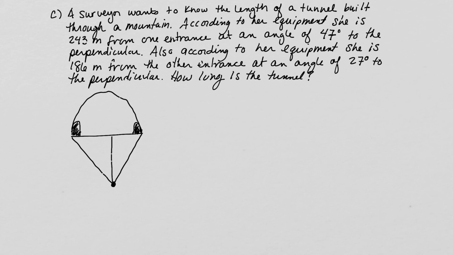So this is what they mean, the angle to the perpendicular, right? So there's the perpendicular. So it says the one entrance is an angle of 47 degrees. So they're saying that this part here is 47 degrees and she is 243 meters to the entrance. And then the other side, her angle is 27 degrees. Now, obviously, my picture is not drawn super well to scale, right? But 27 degrees, and then her distance on that side is 186. So basically, we have two triangles, right? So we have this pink triangle.